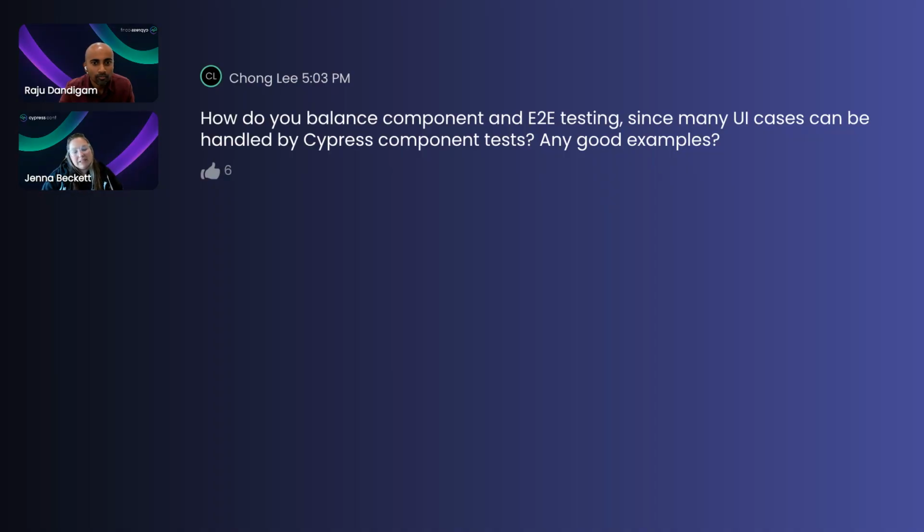How do you balance component and end-to-end testing since many UI cases can be handled by Cypress component tests? Any good examples? Yeah, I think so. With end-to-end tests, I don't think we can test all the edge cases, right? So the key part is that end-to-end tests make sure the user flow works, the happy path or the major use cases where the user journey is covered. Whereas component testing can go into all the corners of the components.